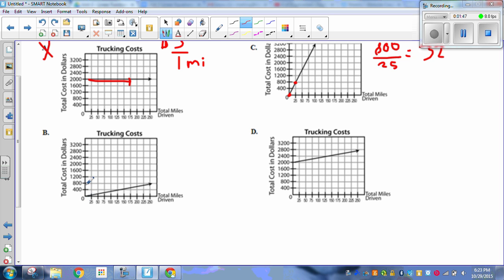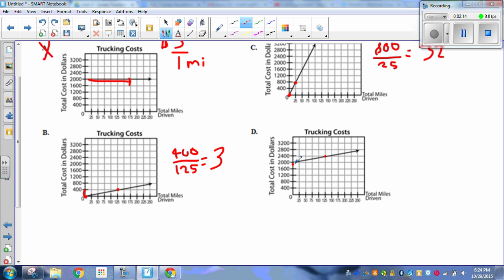The next one, here's a point, and here's a point. I get a rise of 400. I'm going up 400. And a run of, well, from 0 to 125 is 125. And when I divide these, believe it or not, I am going to get 3. So I should already know this is the right answer, but let's just double check this last one just to make sure.